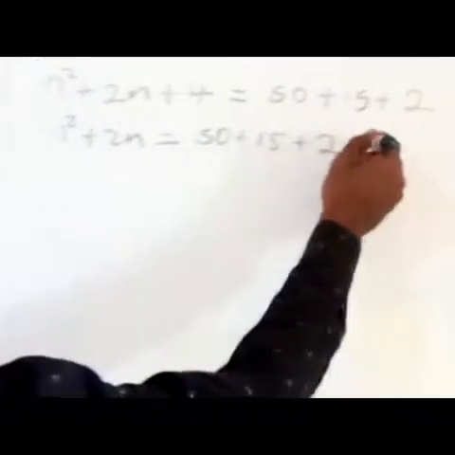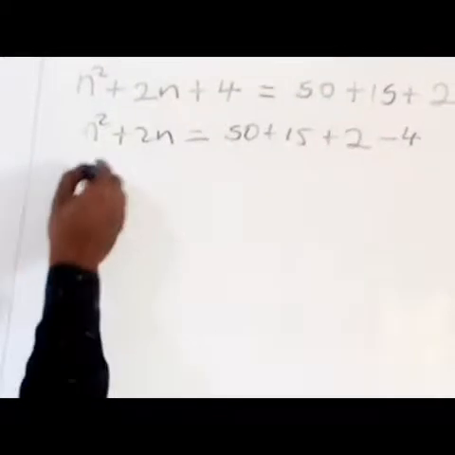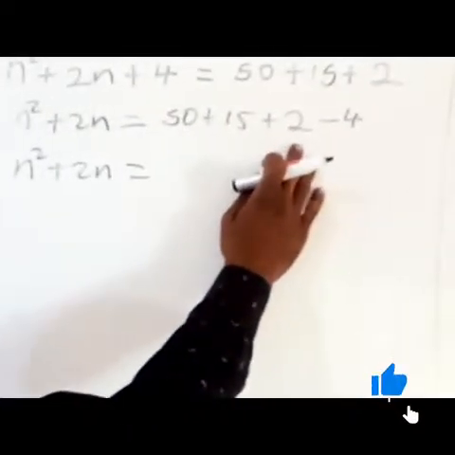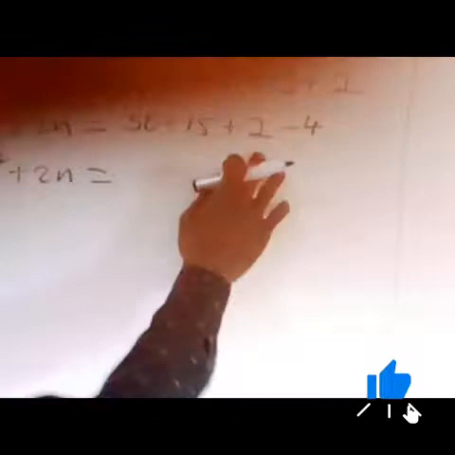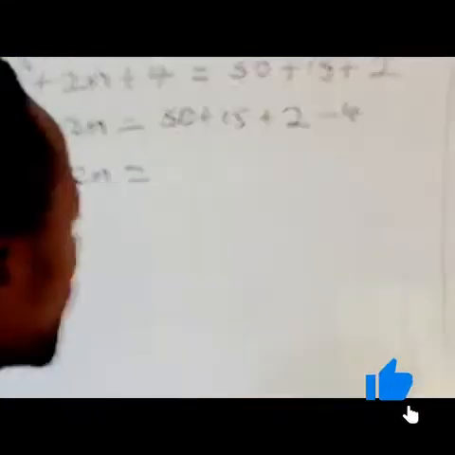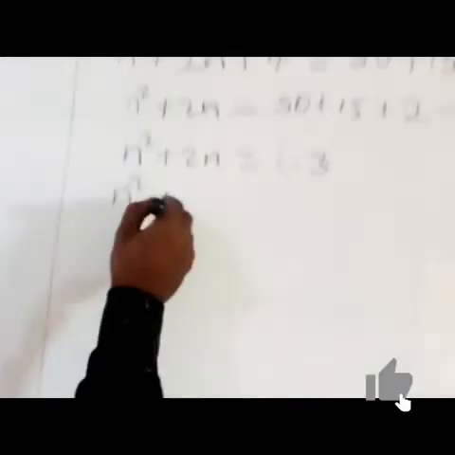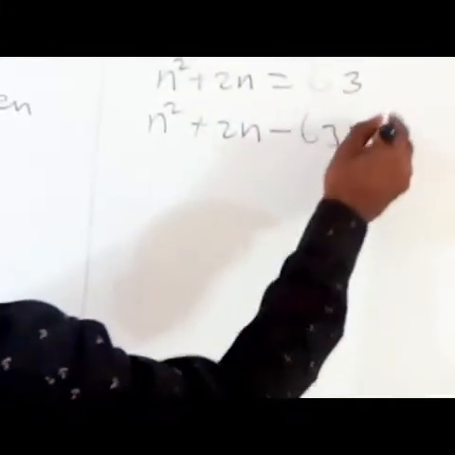And this one is going to get minus 4. We now have n squared plus 2n is equal to 65 plus 2, which is 67. So 67 minus 4, we have 63. So we now have n squared plus 2n minus 63 is equal to 0. So this one is a quadratic equation now.